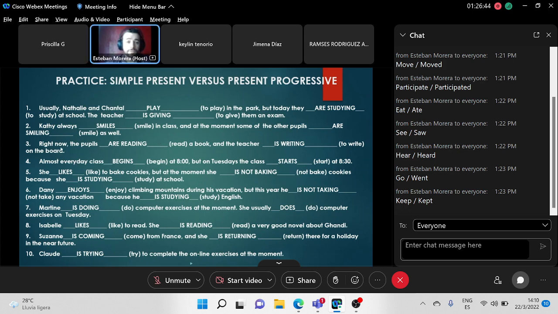Number 3, right now, the students or the pupils are reading a book, right? Because it says right now. And the teacher, what is the teacher doing right now? The teacher is writing on the board. Number 4, almost every day is an action that happens every day, but not necessarily happening right now.